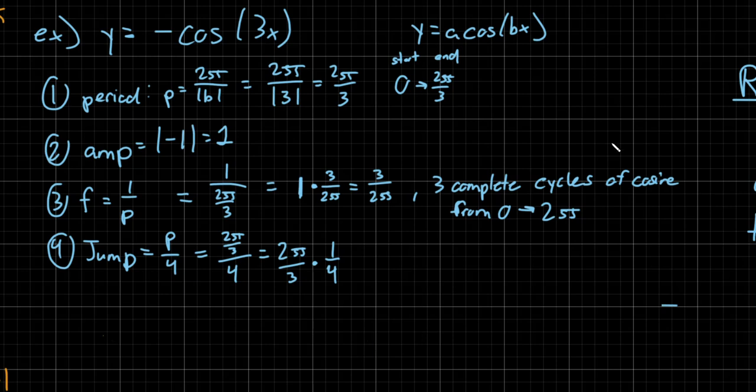It's 3 complete cycles of cosine. Multiply this out. I get 2 pi. What's my denominator? 12. How do I simplify this fraction? Pi over 6. Divide the numerator and denominator by 2. Okay. That's going to be 0. Yes, we're going to start at 0.